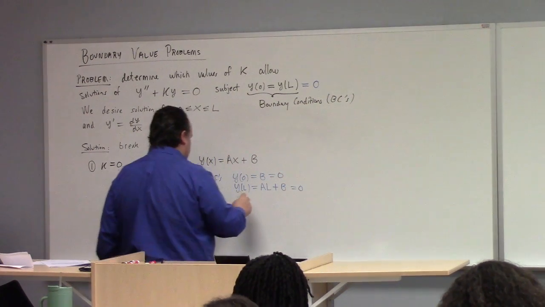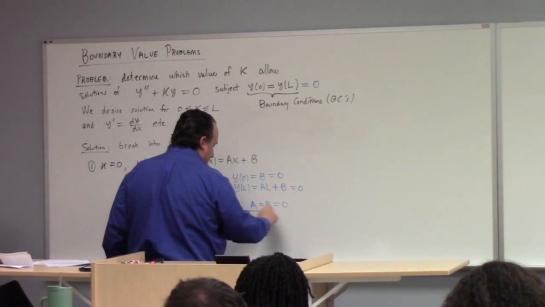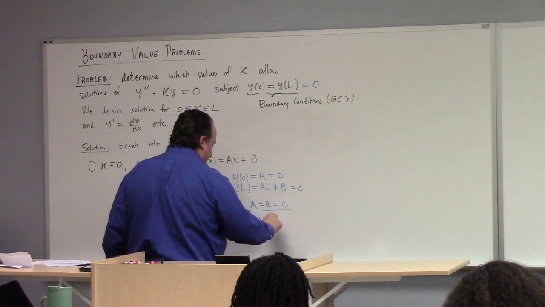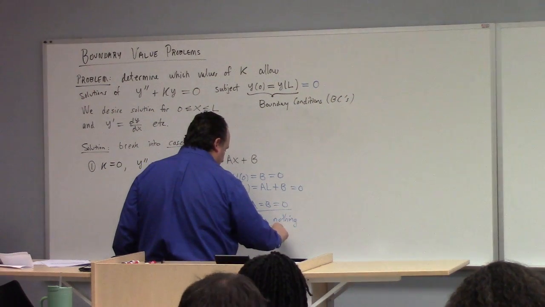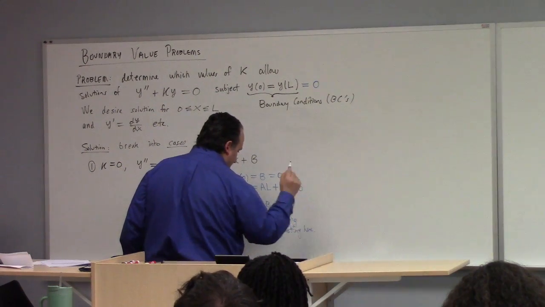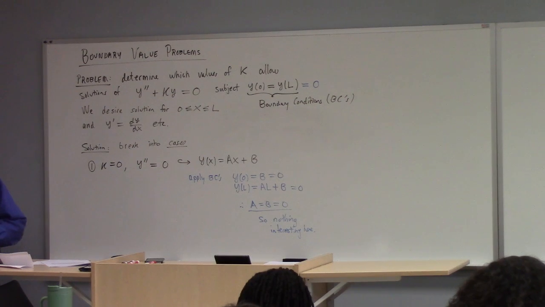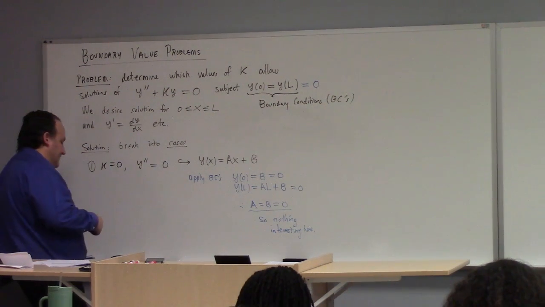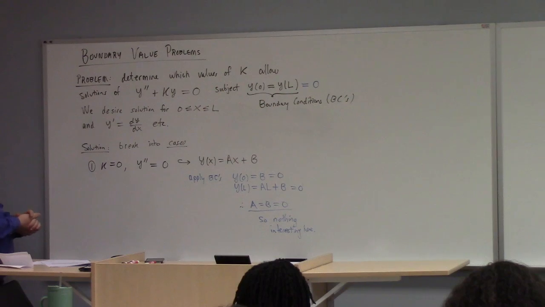Lo and behold, A equals B equals 0. So nothing interesting here, because the only solution we find is the 0 solution, and we're looking for non-zero solutions. Of course, 0 solves this. The constant function 0 solves it, great. What's the next case?